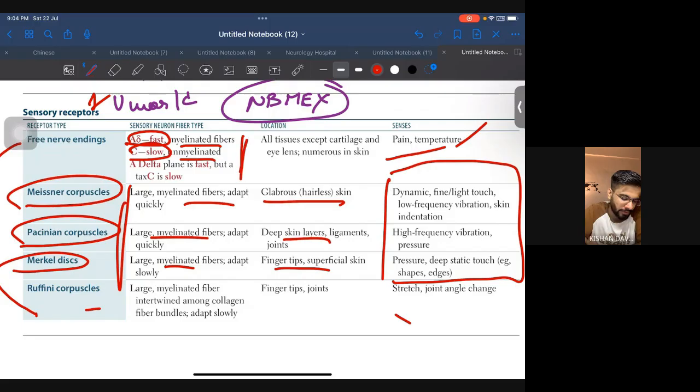This you will remember anyway. A delta is fast, C is slow. Just remember this. If anything else is asked apart from this, think about Ruffini endings. So make sure at least these three you do. All right, moving ahead.